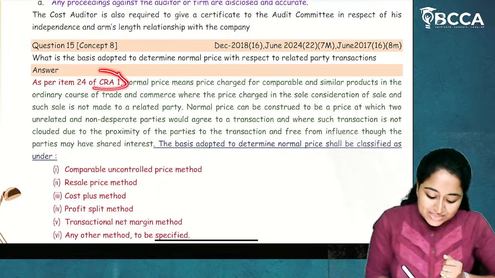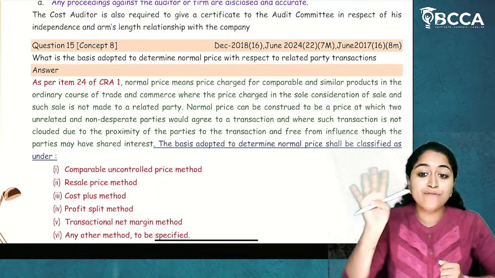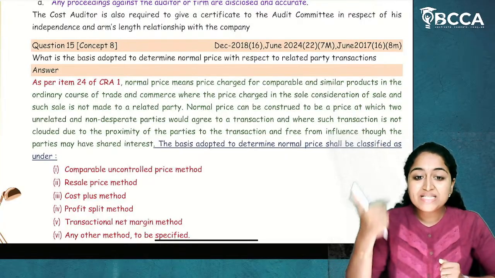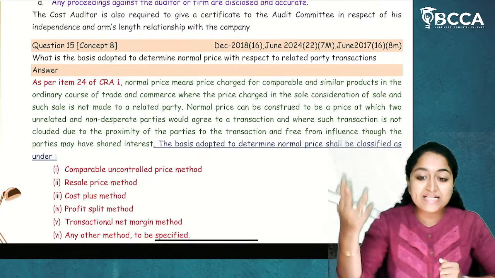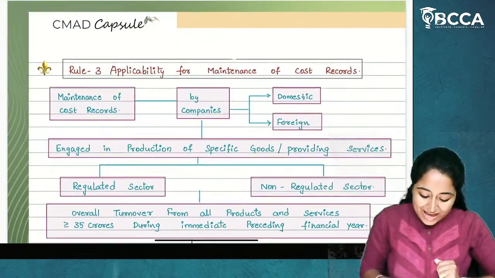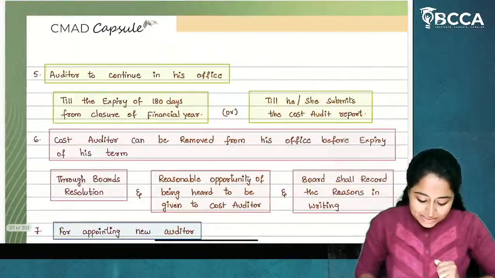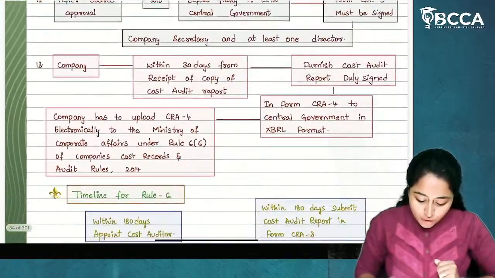Now where did this question come from for us? This is from CRA 1. In unit 2, we have 6 rules and 4 forms: CRA 1, CRA 2, CRA 3 and CRA 4. Regarding the 4 forms, what is CRA 1 about? CRA 1 is about maintenance of cost records.